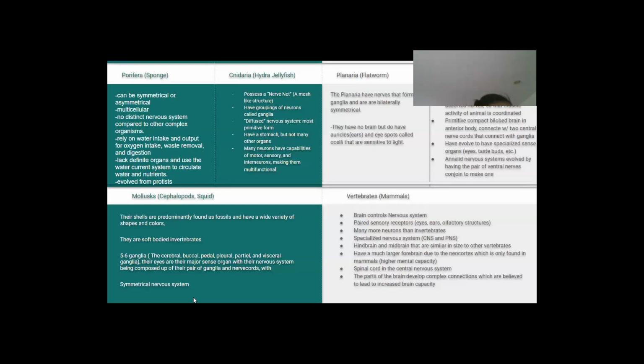This one we also spent some time talking about symmetry. So you have asymmetrical like the sponge. You have radially symmetrical like the starfish, and you have bilaterally symmetrical like the earthworm. So two sides mirror each other. So this is a really good example of a bilaterally symmetrical because it has two halves, right? Two sides of the clam.